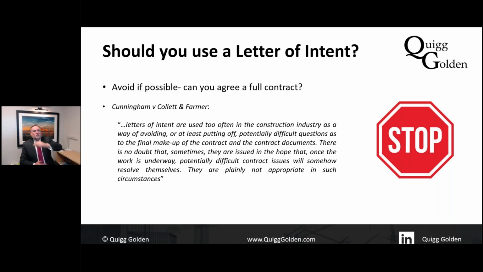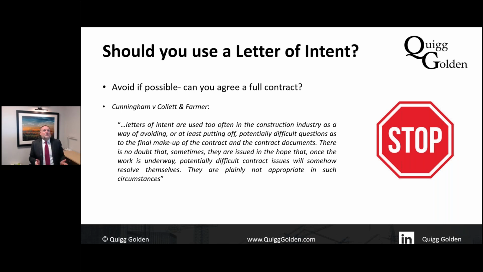So should you use the letters of intent? Well, here's a word of warning from this case of Cunningham and Collett and Farmer. So the letters of intent are used too often in the industry as a way of avoiding, or at least putting off, potentially difficult questions as to the final makeup of the contract documents and the terms. There's no doubt that sometimes they're issued in the hope that once work is underway, potentially difficult contract issues will somehow resolve themselves. And they're plainly not appropriate in such situations.